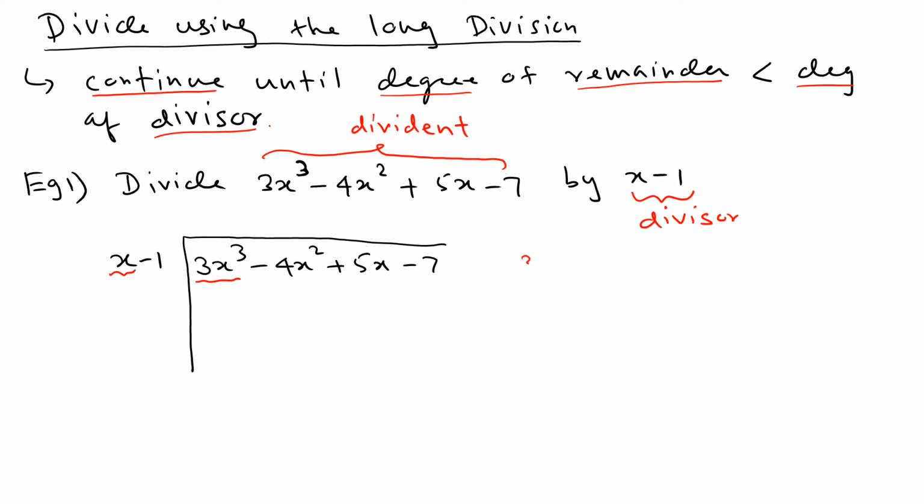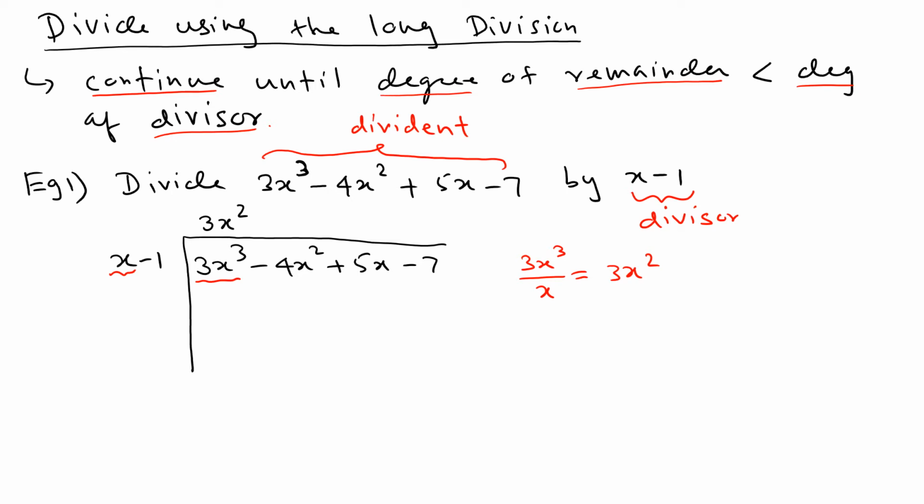So we divide 3x cubed by only the first term. When you divide, you're going to get 3x squared. So that is the missing term. You only look at the leading term of both, and see what is missing. So you can see 3x squared is missing.